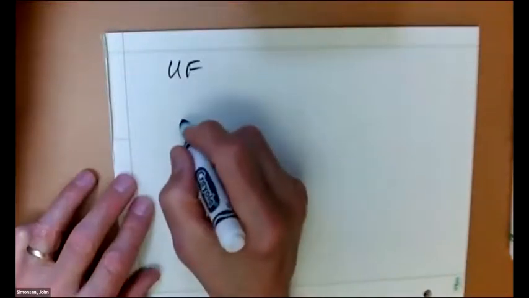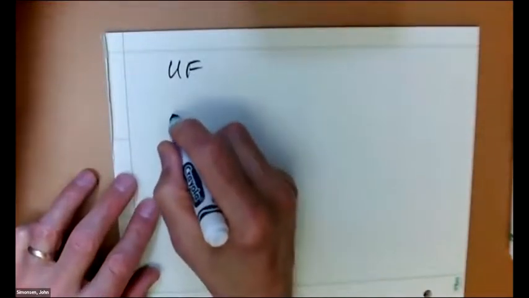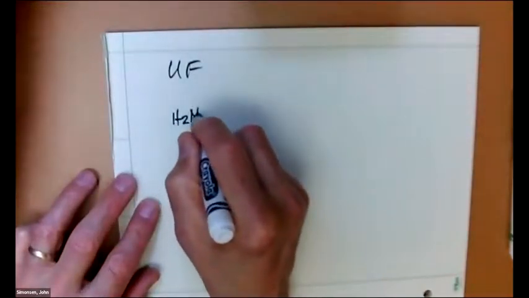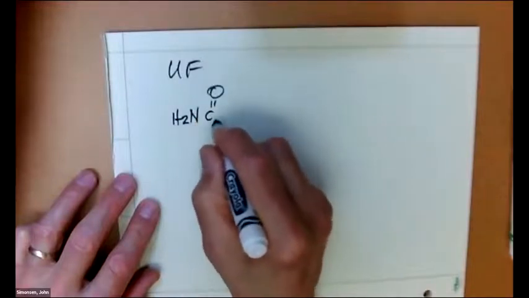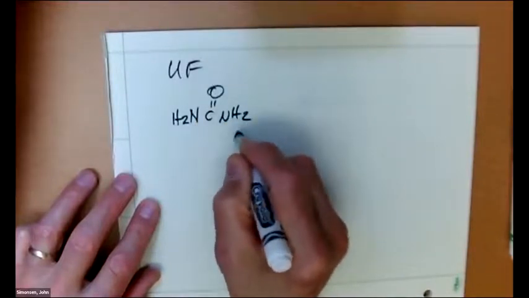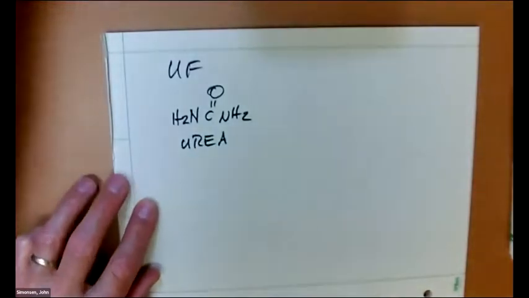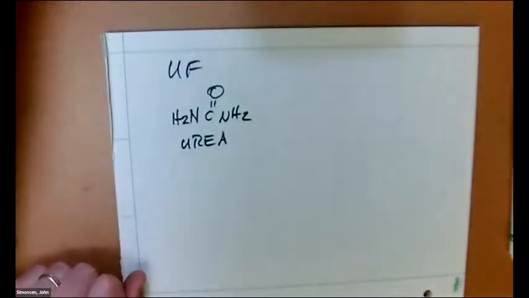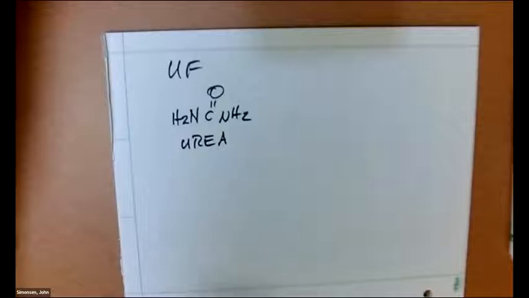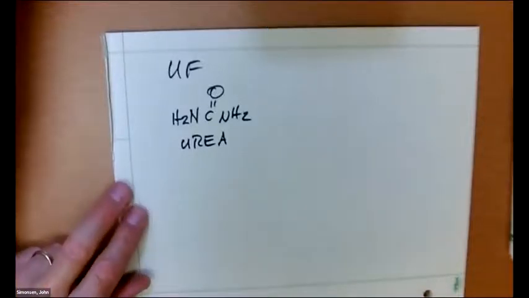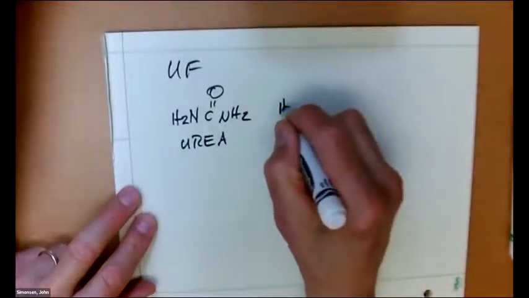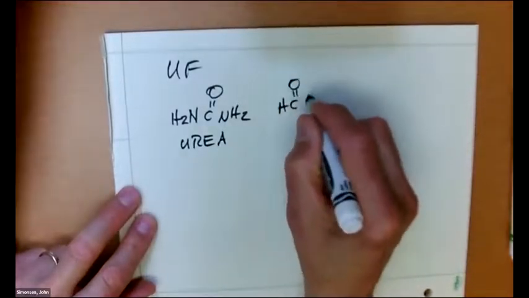Urea formaldehyde is this. Urea is, and again, the chemistry requirement for this class is high school chemistry. So I do not require you to memorize chemical reactions or chemical formulas. But there are some things in here I do want you to remember, and I will point those out. So formaldehyde is this.